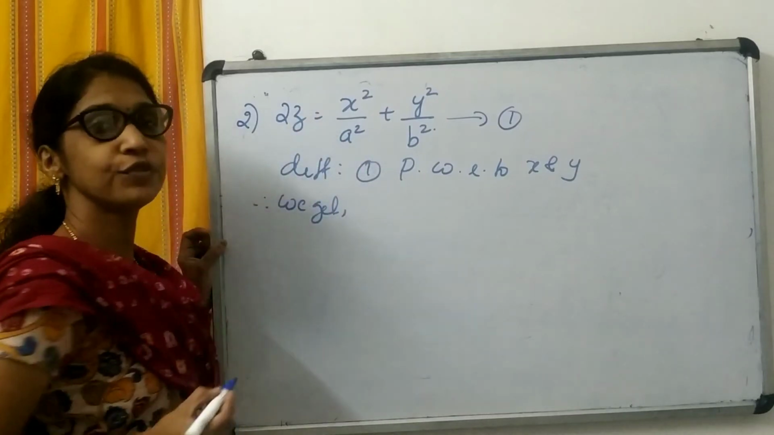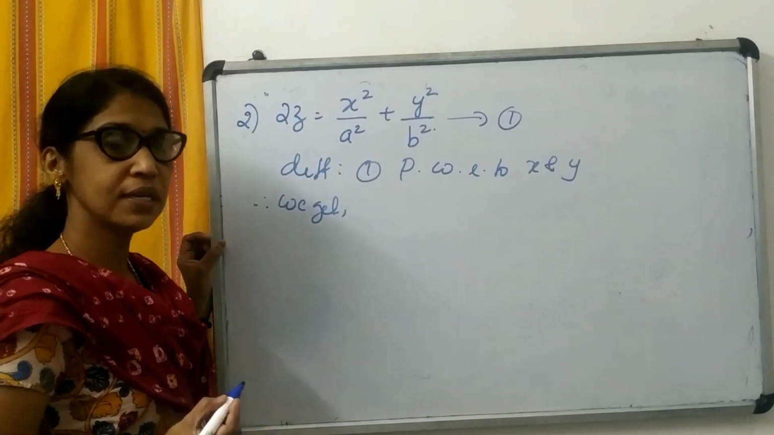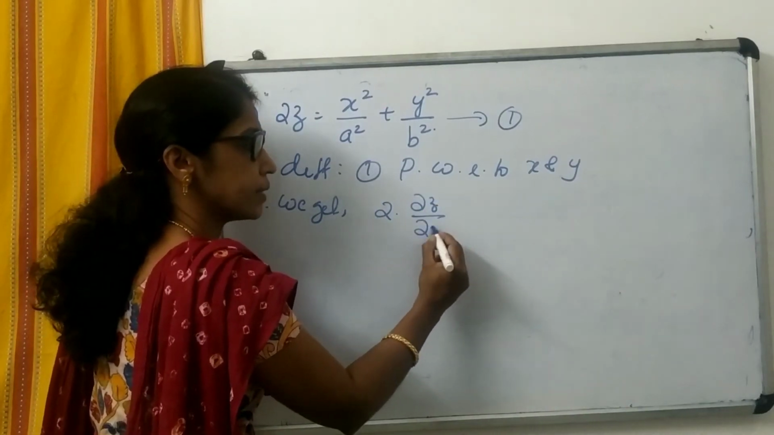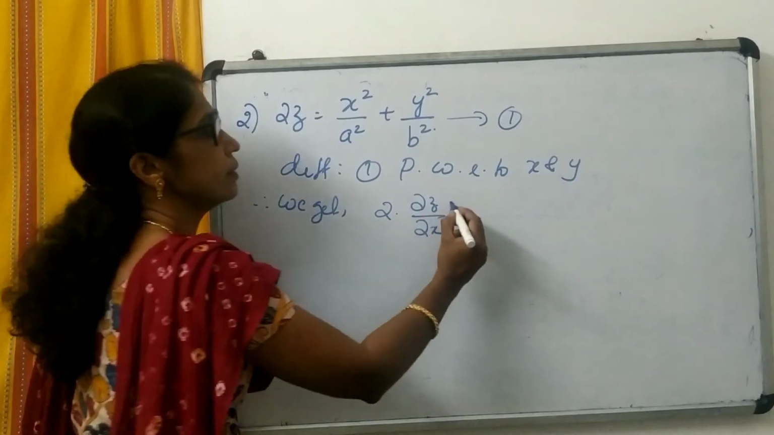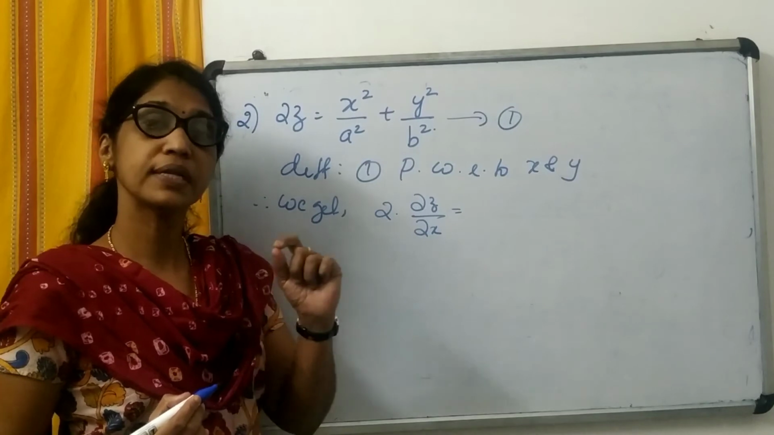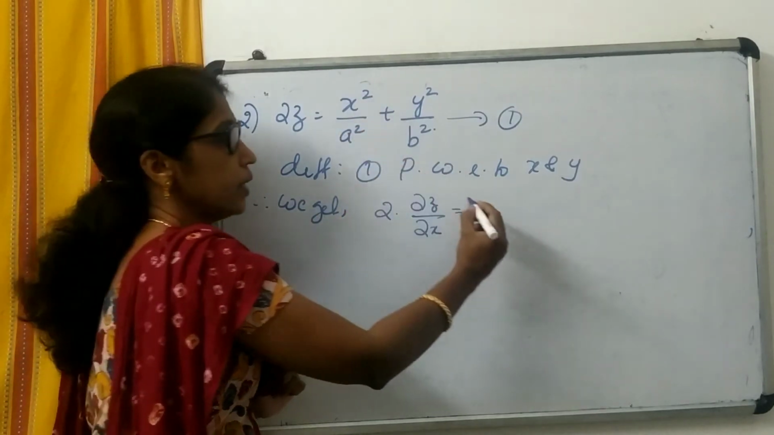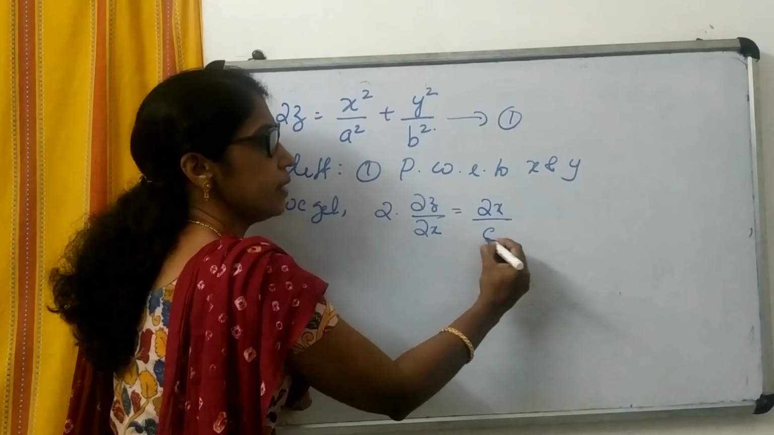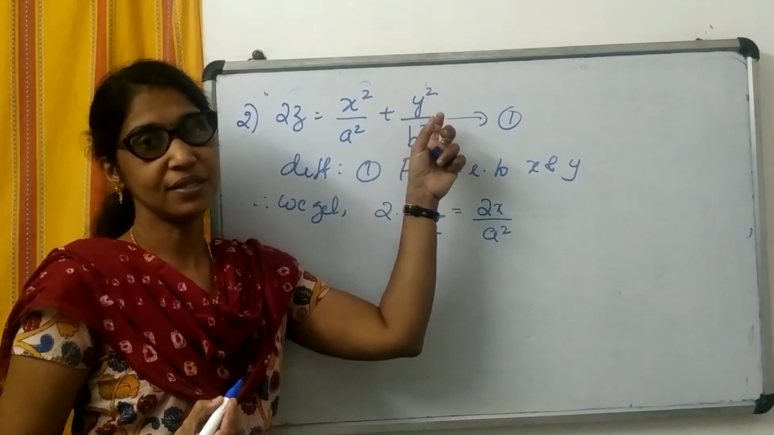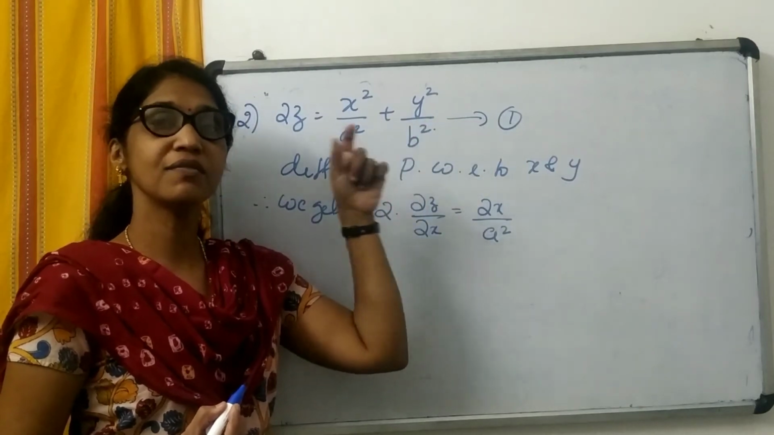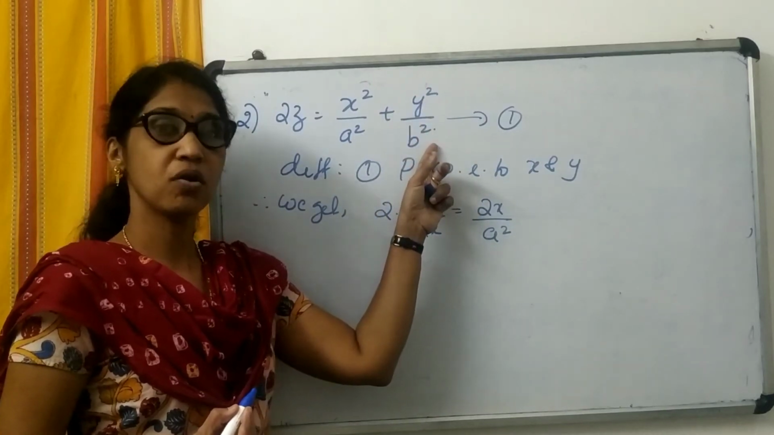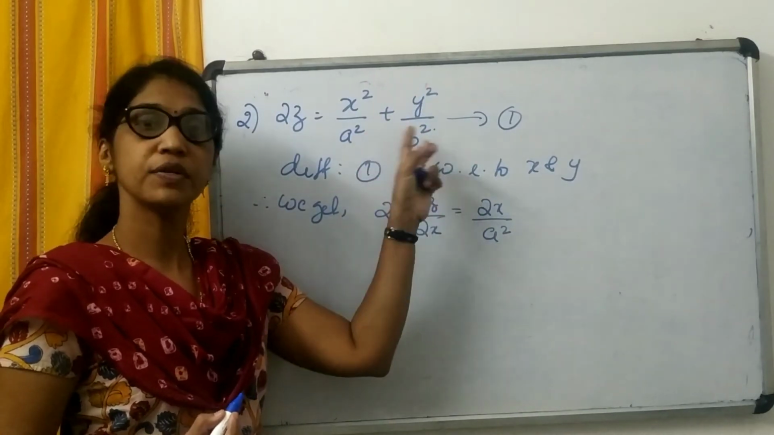So what's the derivative of 2z? The derivative of 2z is 2 into dou z by dou x. This is equal to the derivative of x square by a square with respect to x. The derivative of x squared is 2x divided by a square. Plus y square by b square. What is this? This is a constant while differentiating partially with respect to x. Then this term will be a constant, so its derivative is 0.